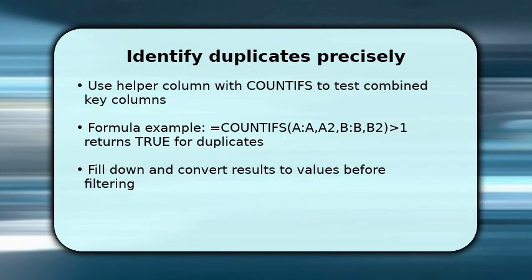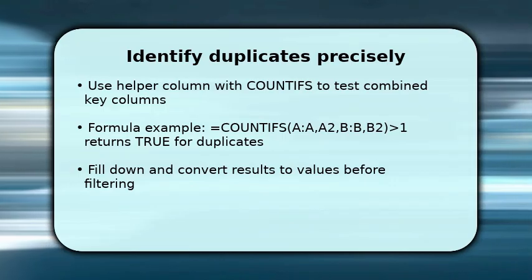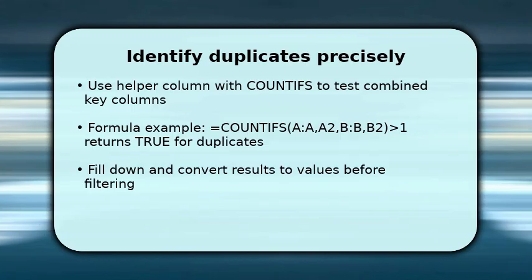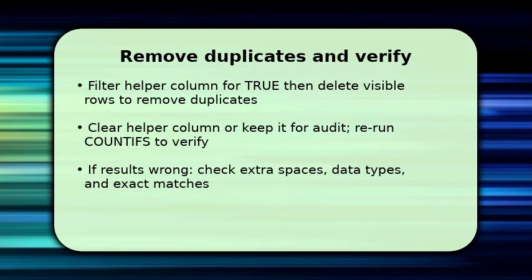Make sure to convert formulas to values if you will sort or filter, because volatile references can shift. After that step, you can safely filter the helper column to show only true duplicates. With duplicates flagged, filter the helper column for TRUE and delete the visible rows to remove duplicate entries. This preserves the first occurrence by design.